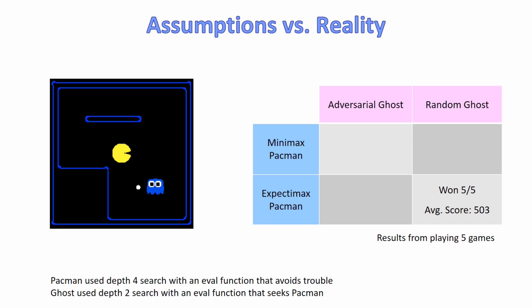The other case, which is also good, is when Pac-Man assumes that the ghost is optimal, and the ghost is actually optimal. So I'm playing against a smart player, knowing that he is smart, and he's actually a smart player, so I will make decisions based on that.